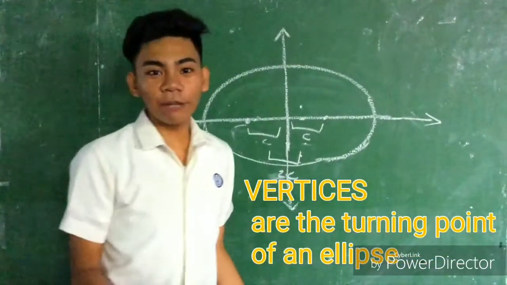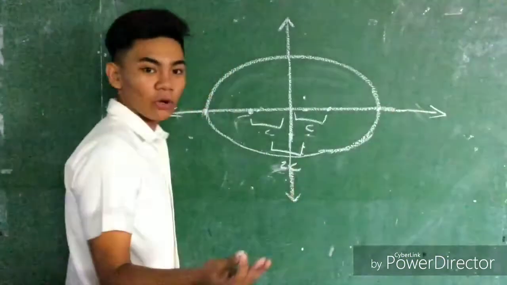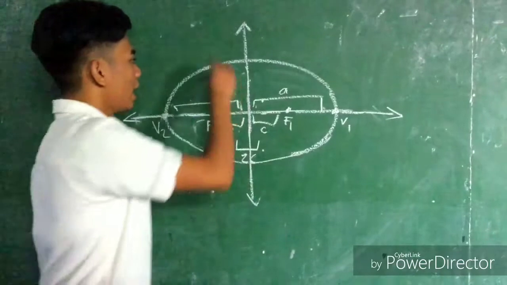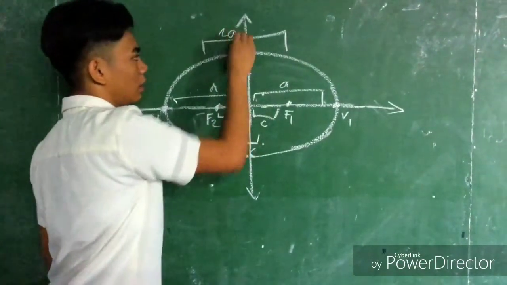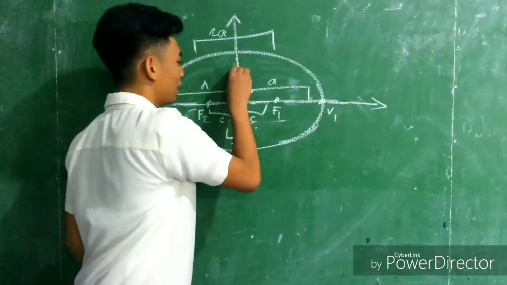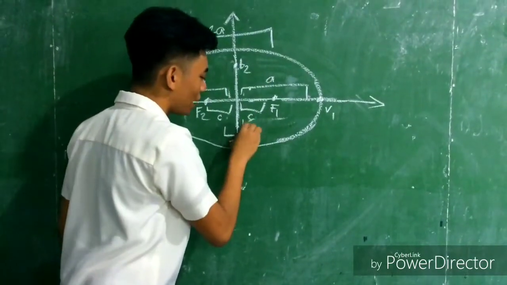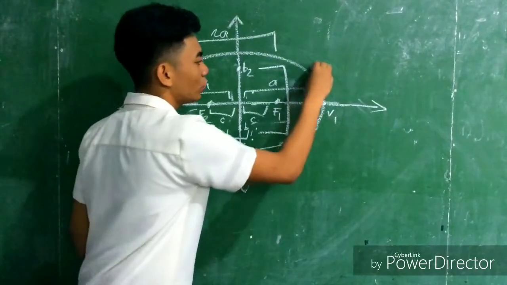Vertices are the turning points of an ellipse, also known as A. The length of the major axis is 2a. The endpoints of the minor axis are denoted by B. This is B sub 2 and B sub 1. And the length of the minor axis is called 2b.